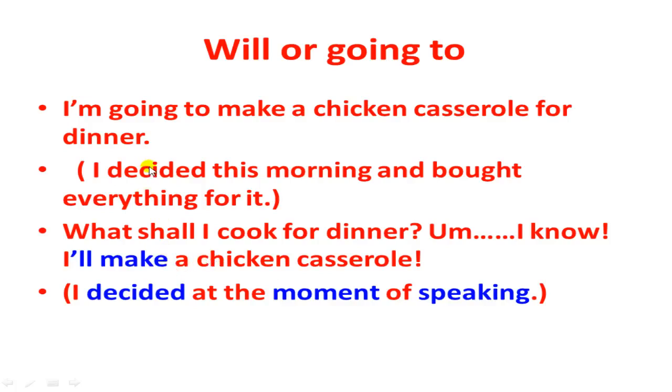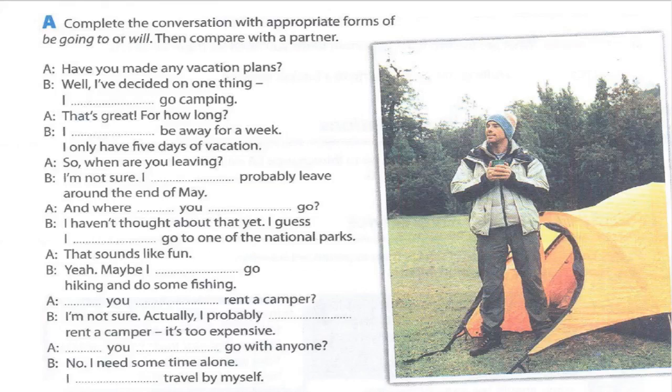But here I already have a plan. I decided this morning and bought everything for it. So I said I'm gonna make a chicken casserole for dinner. So here I have a plan, but in the sentence I'll make a chicken casserole, I decided at the moment of speaking.